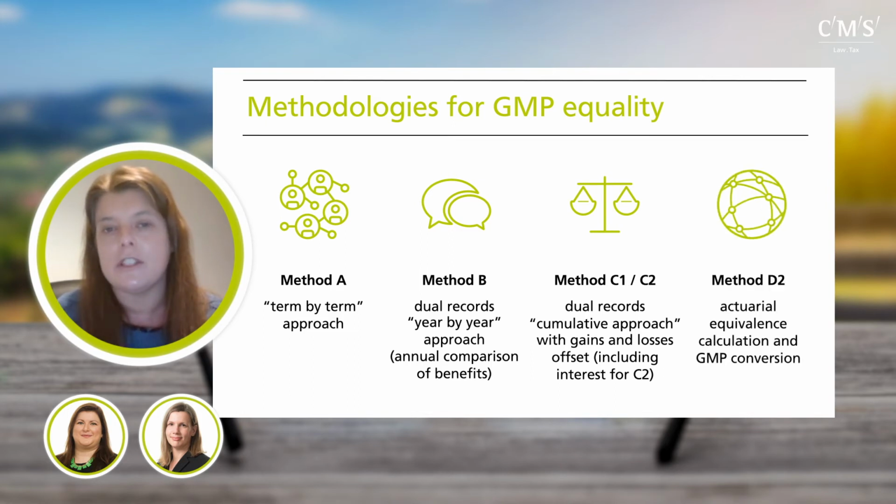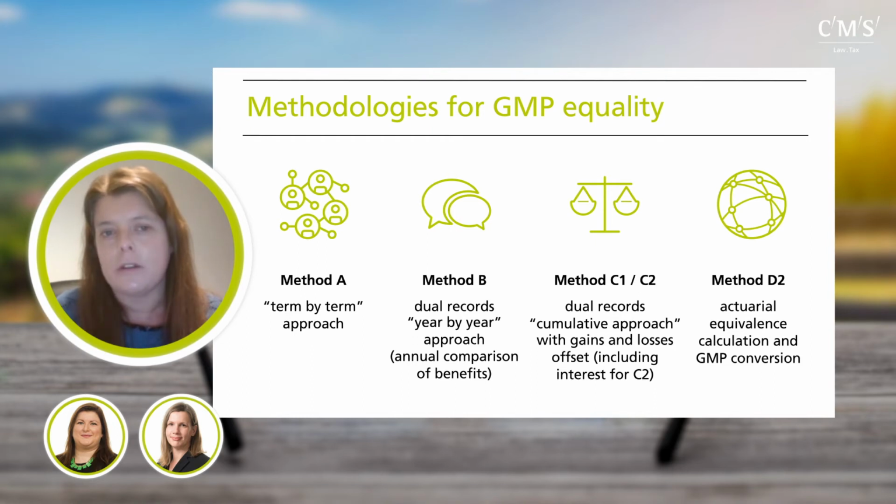Finally, there is methodology D. Again, there are two variants to this methodology. Method D is essentially about converting the equalised GMP into a non-GMP benefit through a one-off actuarial equivalence calculation. The comparison could either be done on a single conversion date or potentially for each member at the point of retirement, transfer out, or death.